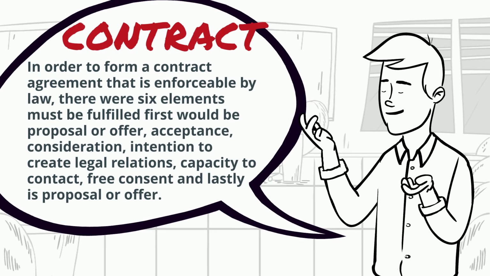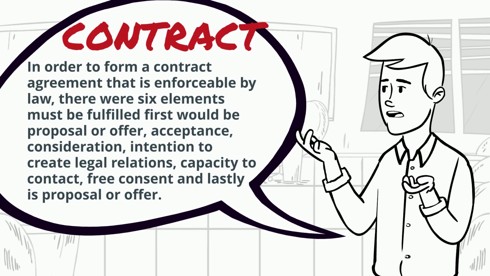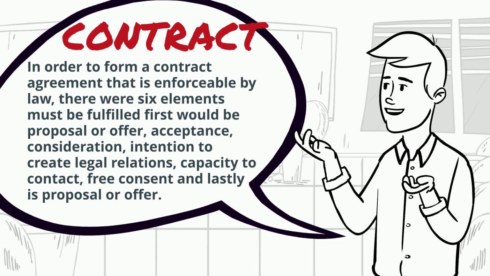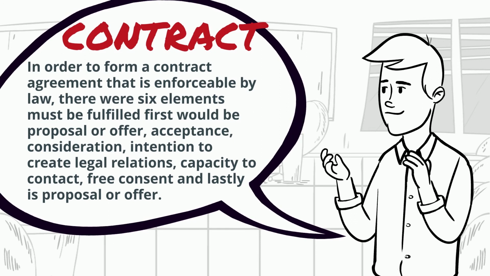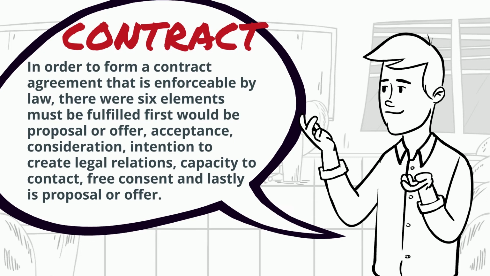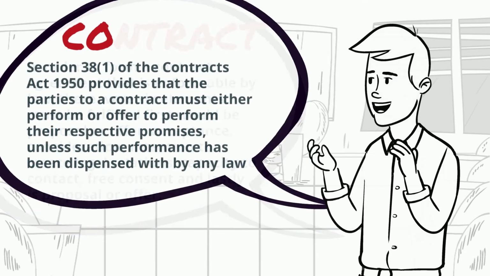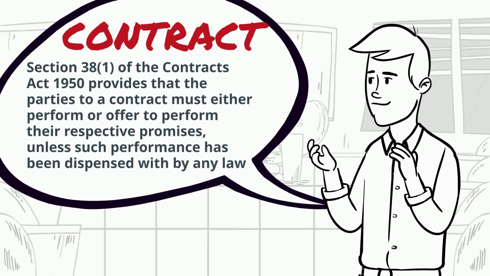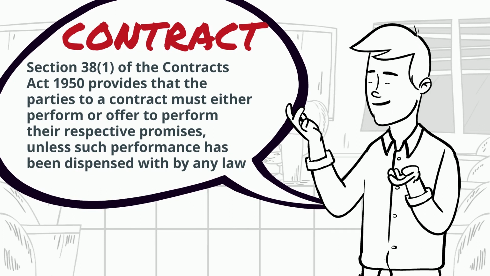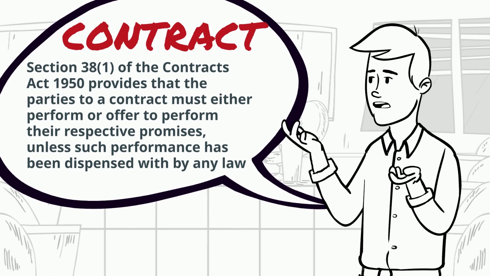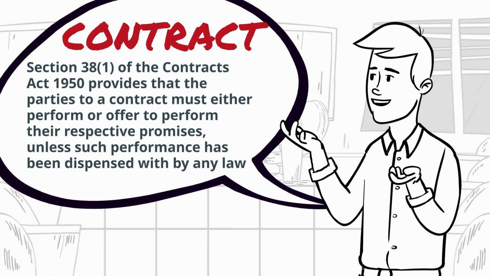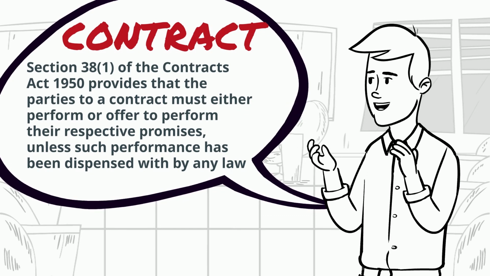In order to form a contract agreement that is enforceable by law, six elements must be fulfilled: proposal or offer, acceptance, consideration, intention to create legal relations, capacity to contract, and free consent. Section 38(1) of the Contracts Act 1950 provides that the parties to a contract must either perform or offer to perform their respective promises, unless such performance has been dispensed with by any law.